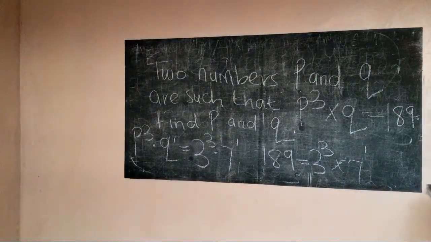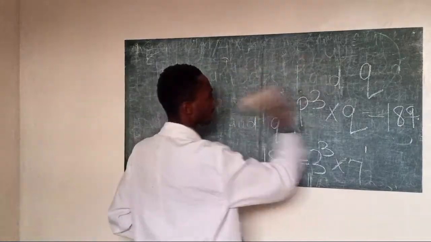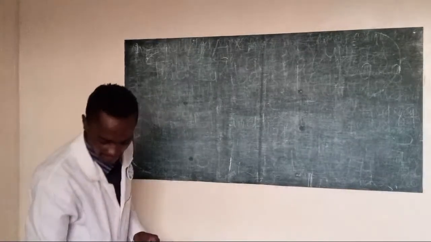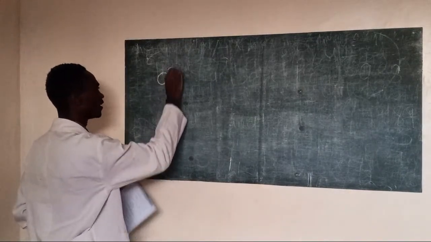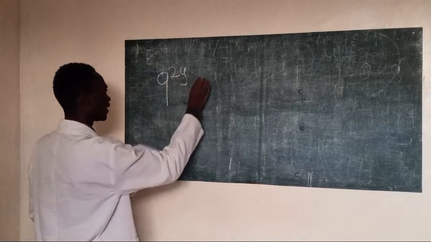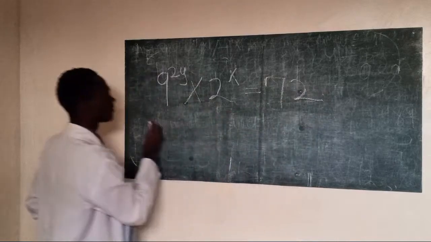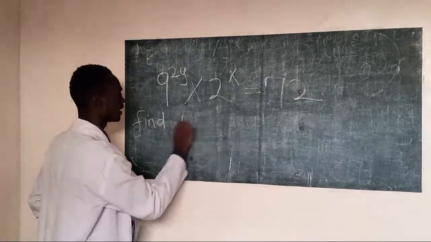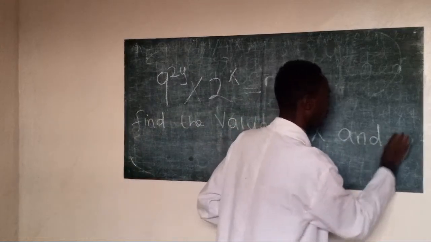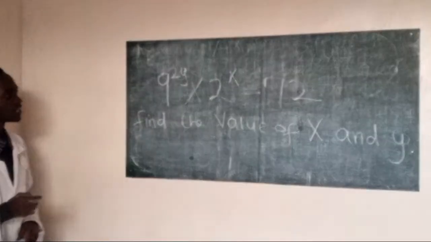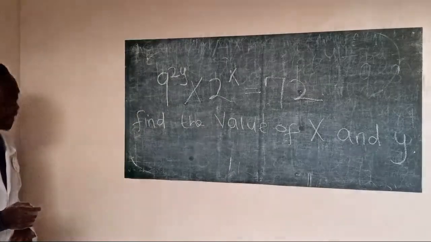Given that 9 raised to power 2y times 2 raised to power x is equal to 72. Find the value of x and y.